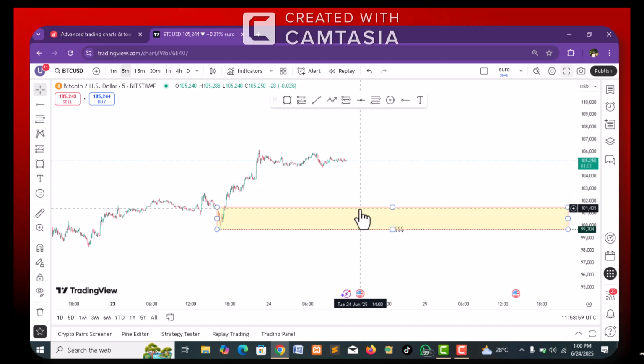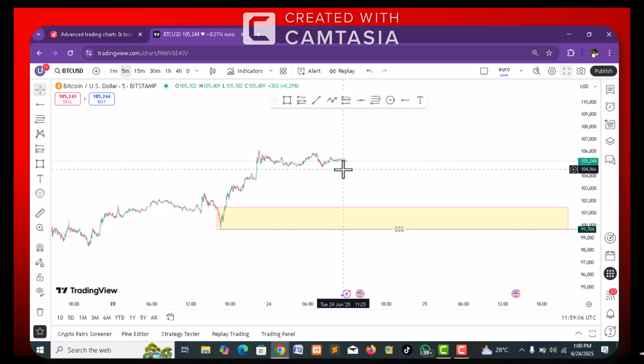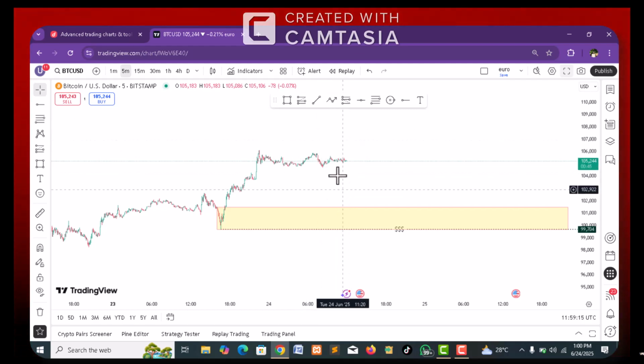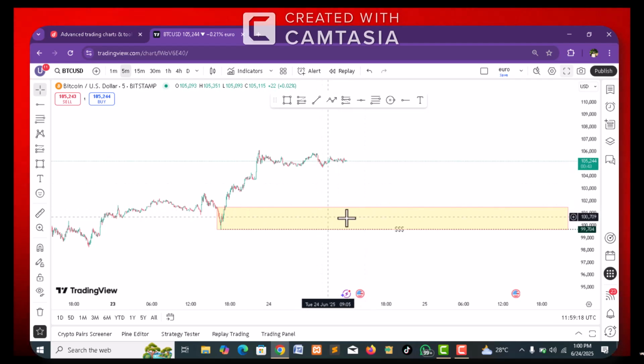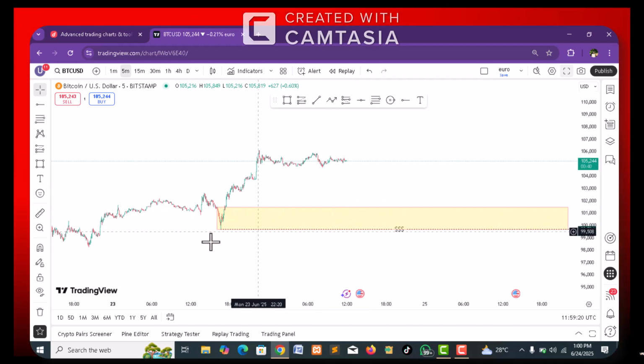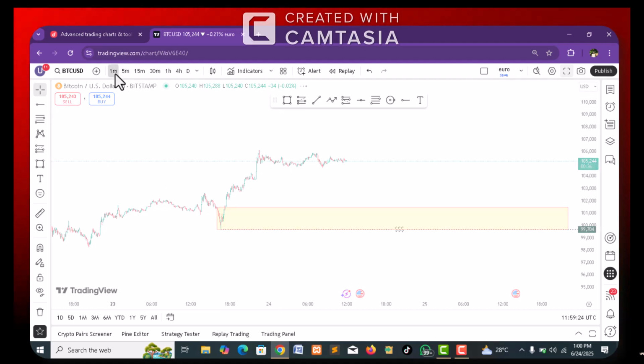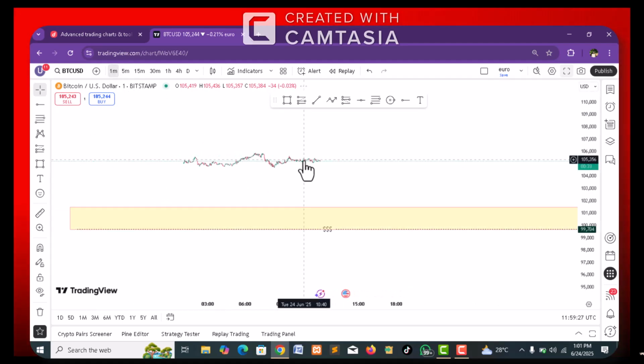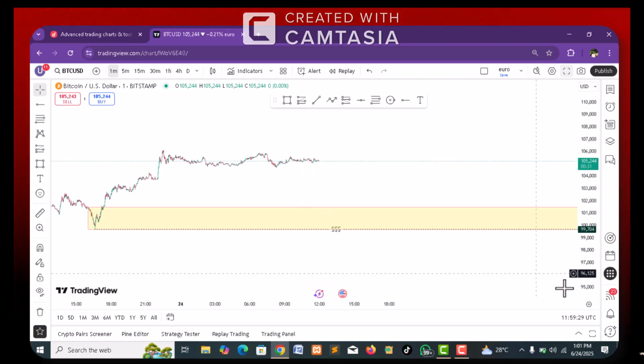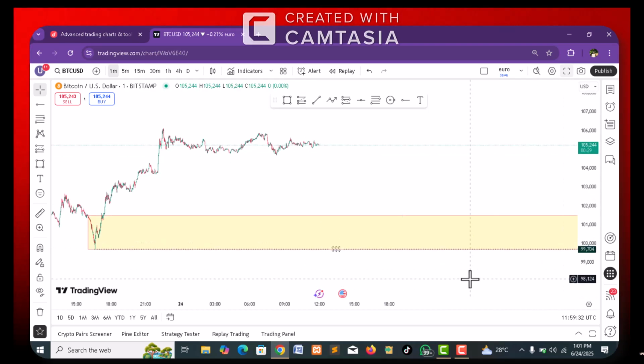Don't forget, a good trader always waits for the market to come to him before he takes the trade, not taking the trade without the market coming to him, right? As you can see, we have to wait for this market to sweep our liquidity here before we then move to the 1 minute time frame. If this market comes to sweep our liquidity here, we move to the 1 minute time frame.